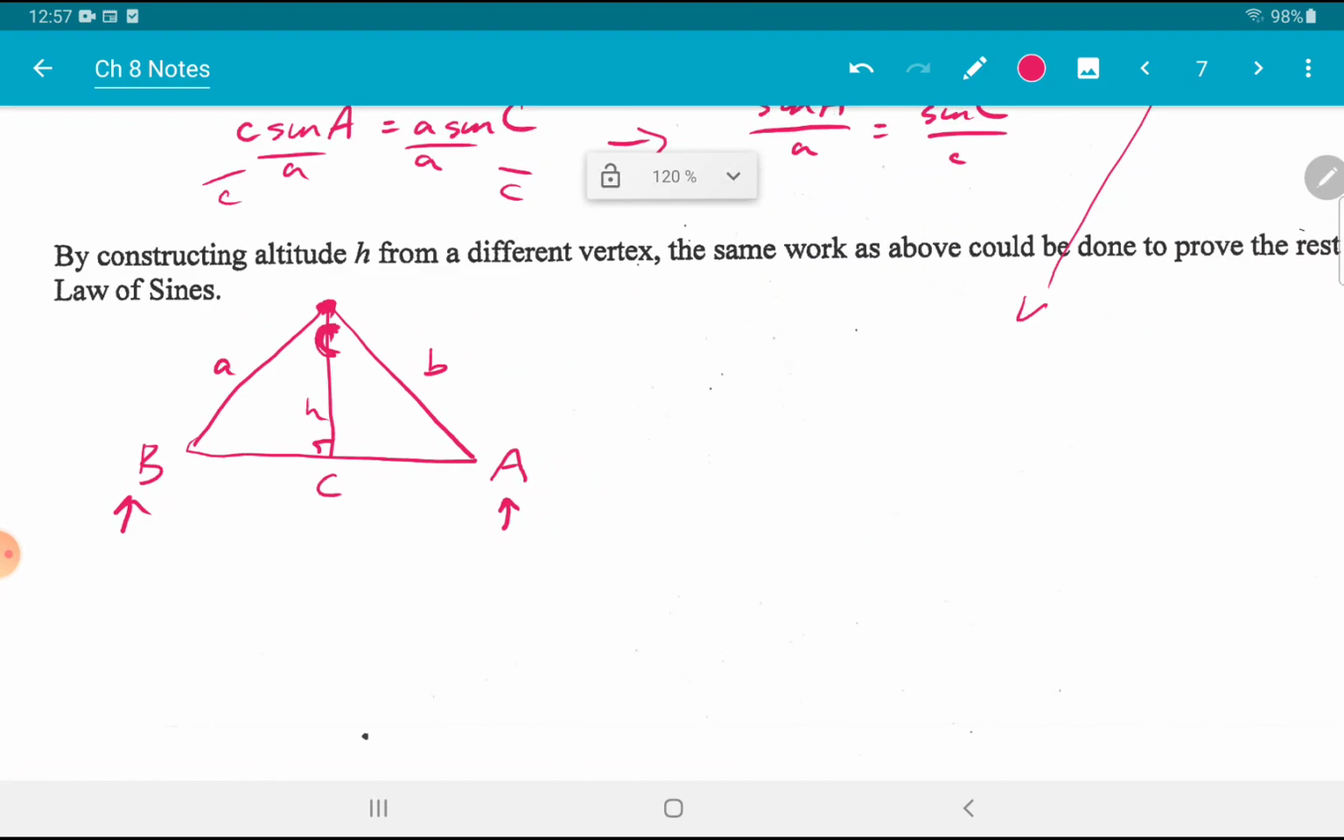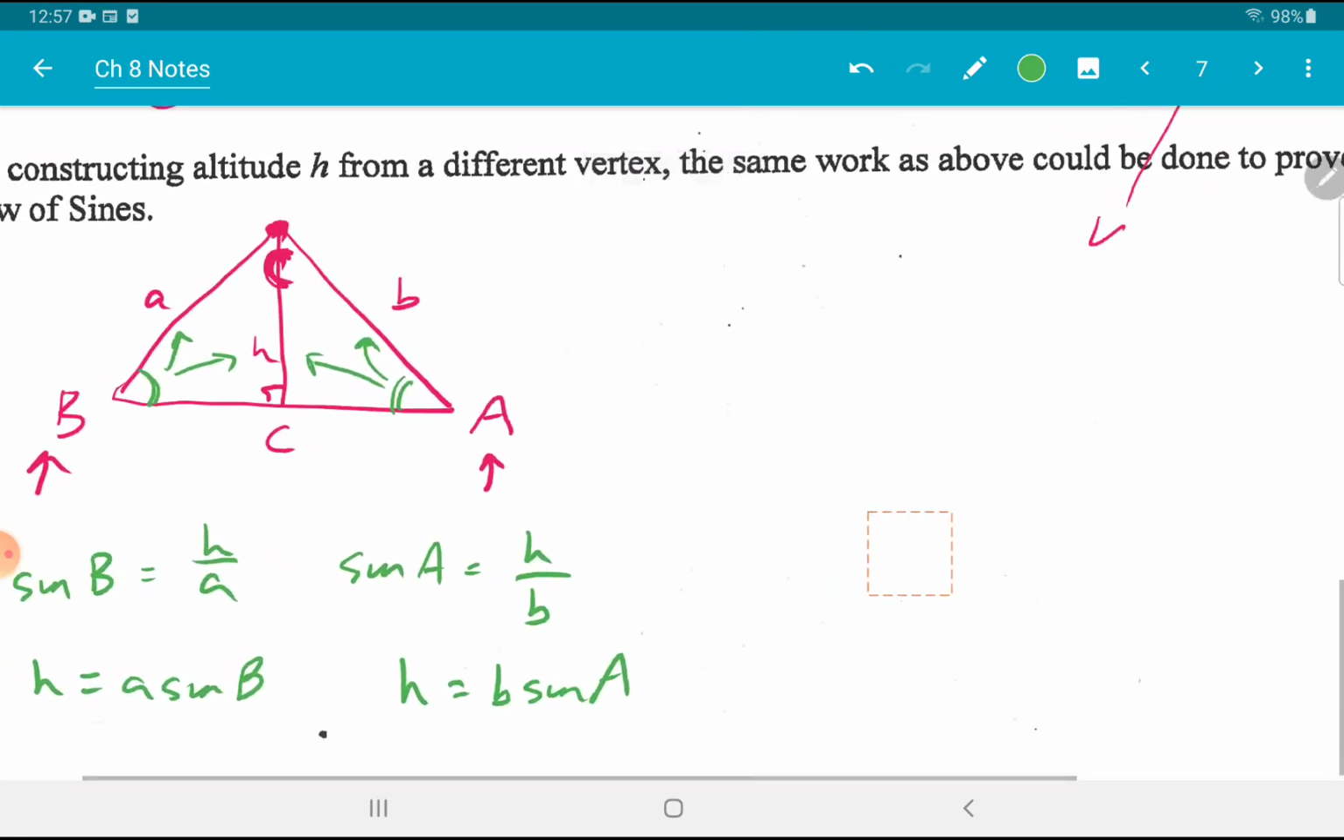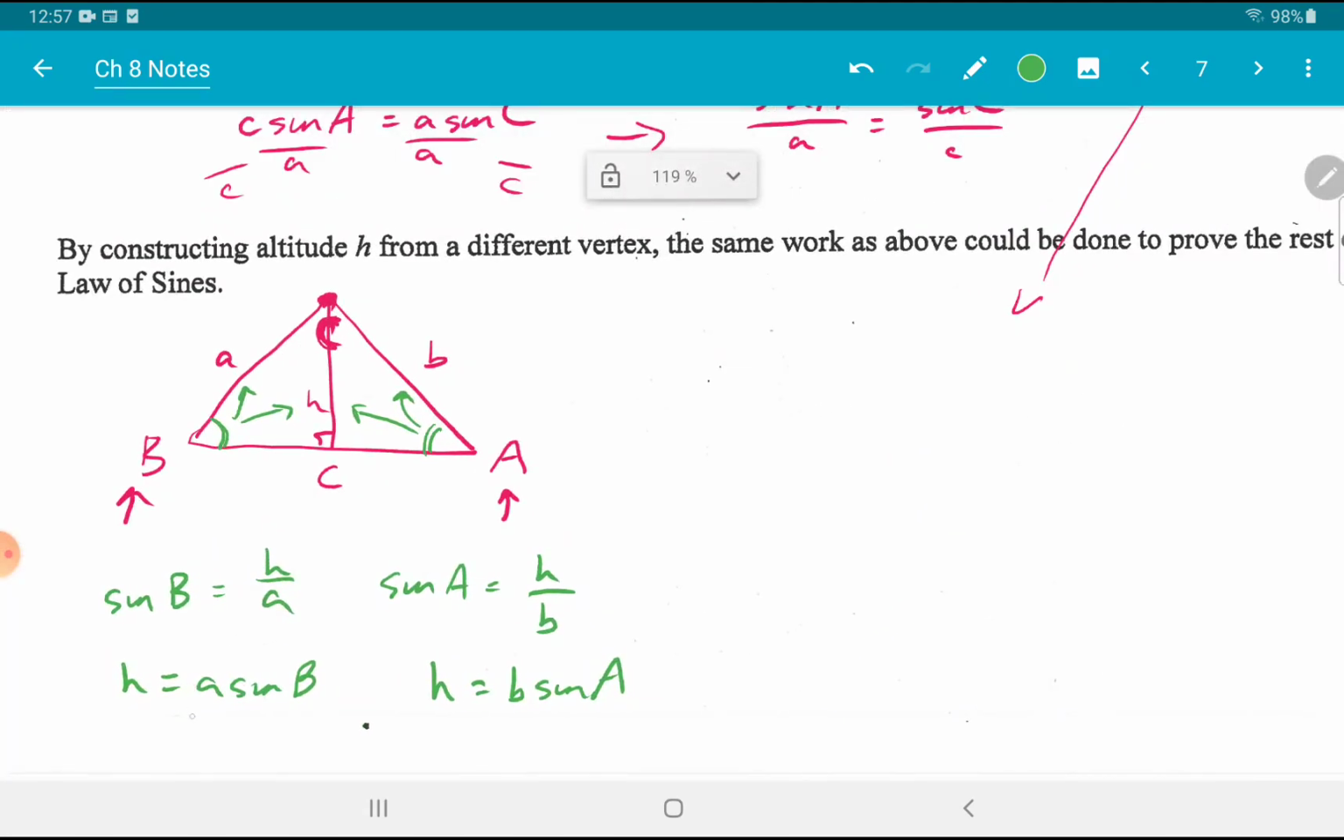Okay, so in doing that, let's say I want to focus on angle B. What I see here is that with angle B, I can create another trig ratio of saying sine of B is equal to opposite over hypotenuse, and sine of A is equal to opposite over hypotenuse. Okay, and in doing that again, if I solve for h, I see that h is A sine B, and here we have h is B sine A. And then, since they're both h's, I can set them equal to each other, so therefore I see that A sine B is equal to B sine A.